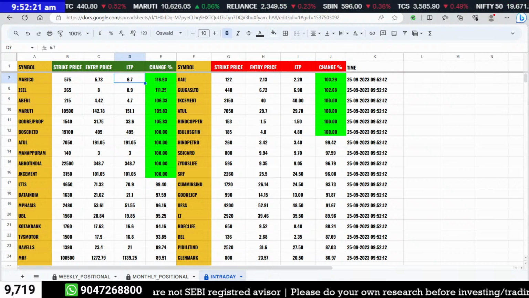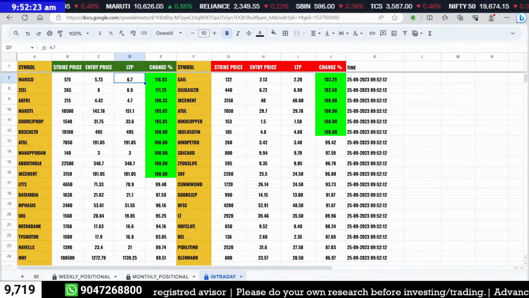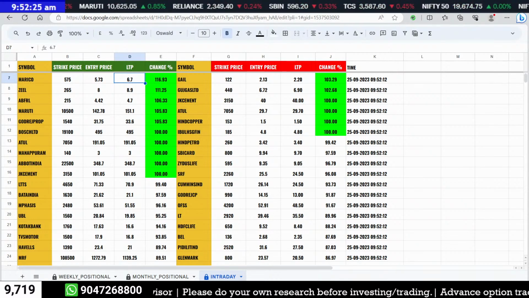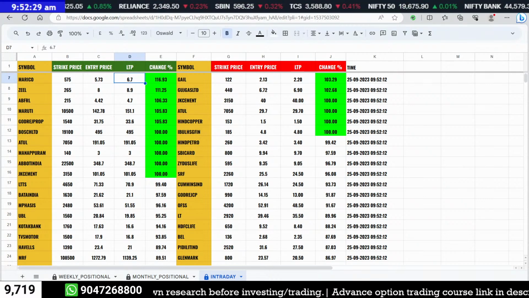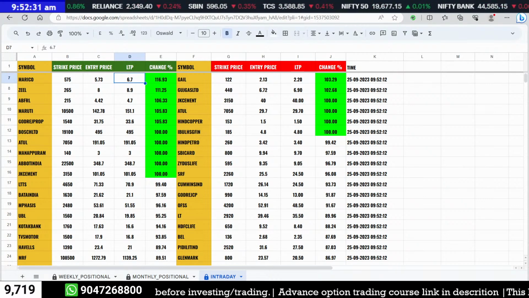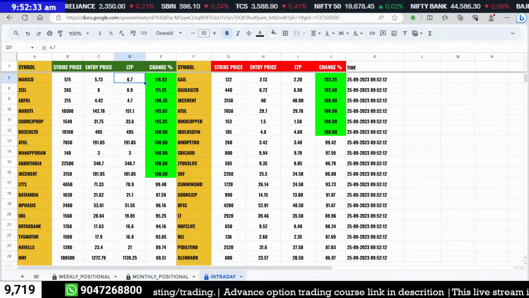But the margin is high for expiry weeks. So simply, as per my positional concept, I'm not planning any trades on a monthly basis, and the monthly basis is going to start from 3rd of October.